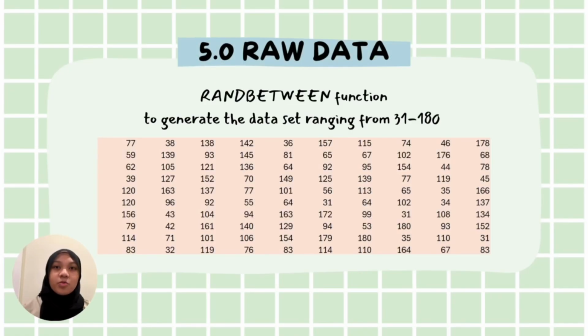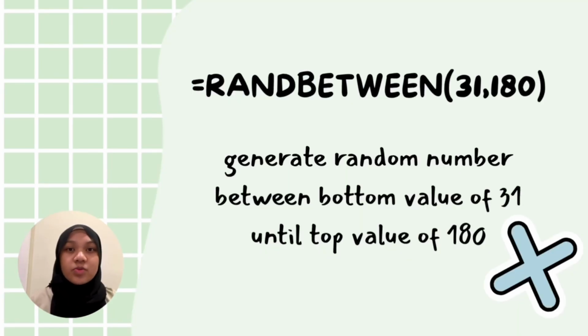Next up is how we will be generating raw data. We will be using the RANDBETWEEN function in Excel to generate the dataset ranging from 31 to 180, because that is the range we will be using in our problems. Using the RANDBETWEEN function of 31 to 180, we will generate a random number between the bottom value of 31 and the top value of 180 to get a dataset with 100 values.